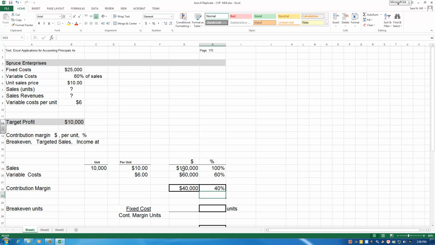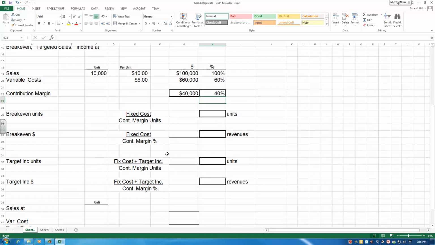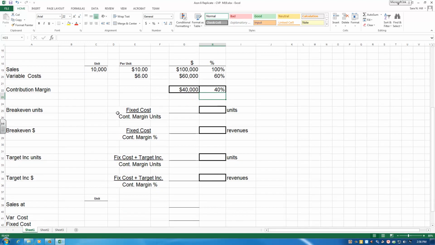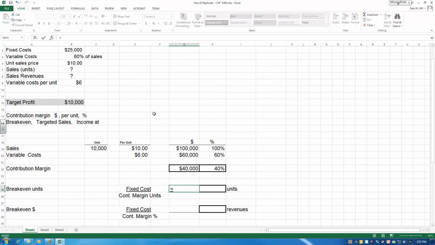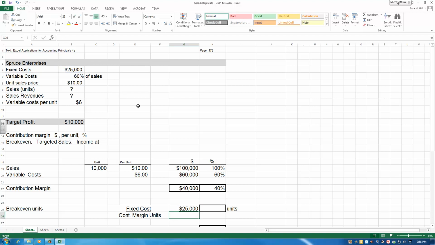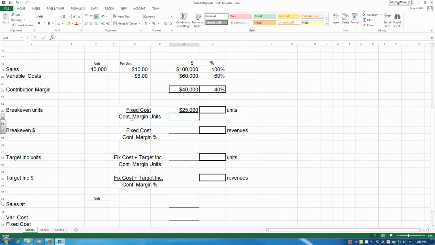So let's continue on now to apply our contribution margin to figure out what our break-even number of units are, along with the corresponding dollar amount. So you can see right here is the formula that we are going to be using to do this. So let's get started here. What we're going to start with is just our fixed costs. So we're going to say equals 25,000. And what we want here is the contribution margin for units.